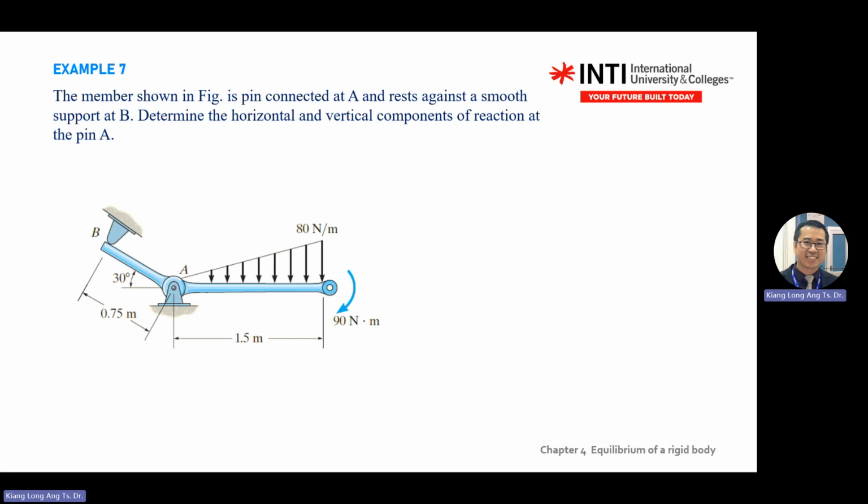Okay, another one. So remember, shown in here, you have a pin there connected at A, rest again a smooth support at B. So smooth support, even though it's smooth, but also got contact. Smooth means you assume as a round body, there's one contact here, 90 degree to the surface.